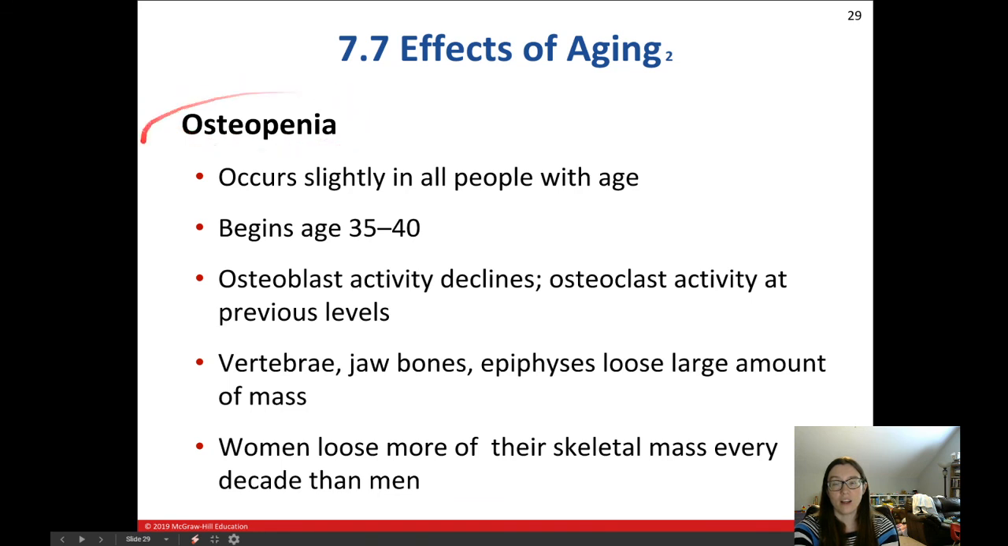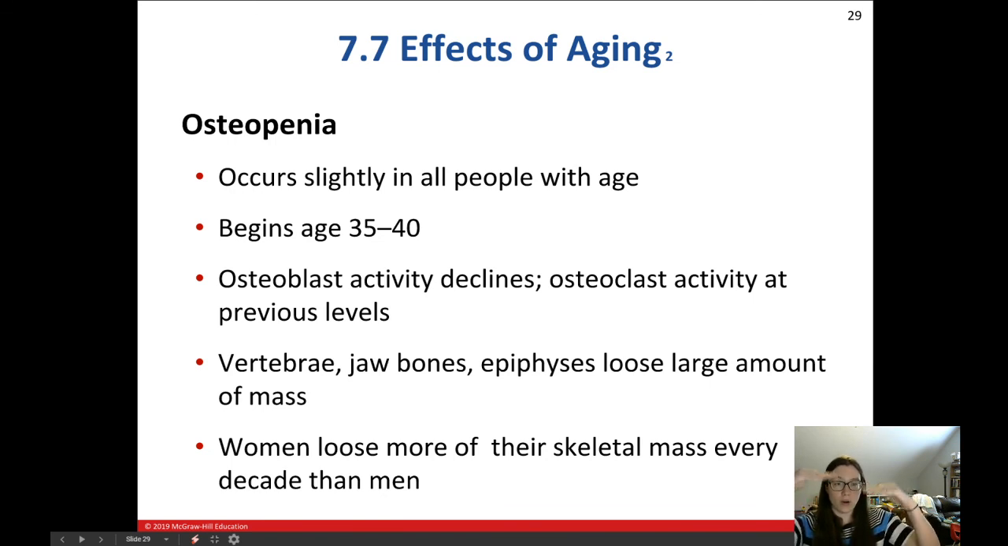Osteopenia is going to occur slightly in all people with age. This is bone loss; we have less bone than normal. It begins around age 35 to 40, and this is when our osteoblast activity is going to gradually decline. But the osteoclasts keep going.